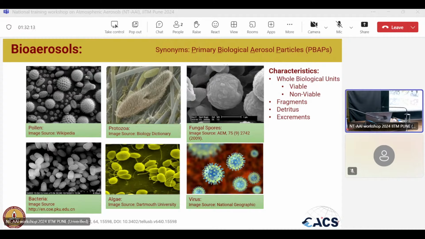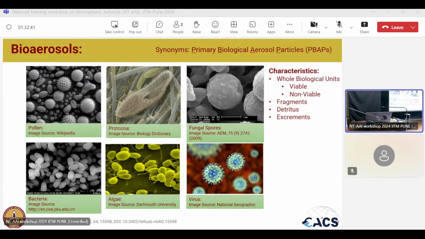Let's say, for example, cloud formation, which I think Professor Shweta will talk a little bit more about: how the biological aerosols initiate the cloud formation through the ice nucleation process. So I'll leave it to her to talk about this. Anyhow, what it says, characteristics, whole biological units, then you have something called the viable and then something which is called the non-viable. I don't want to get into the detail of a microbiology class here because we are at a meteorology institute.